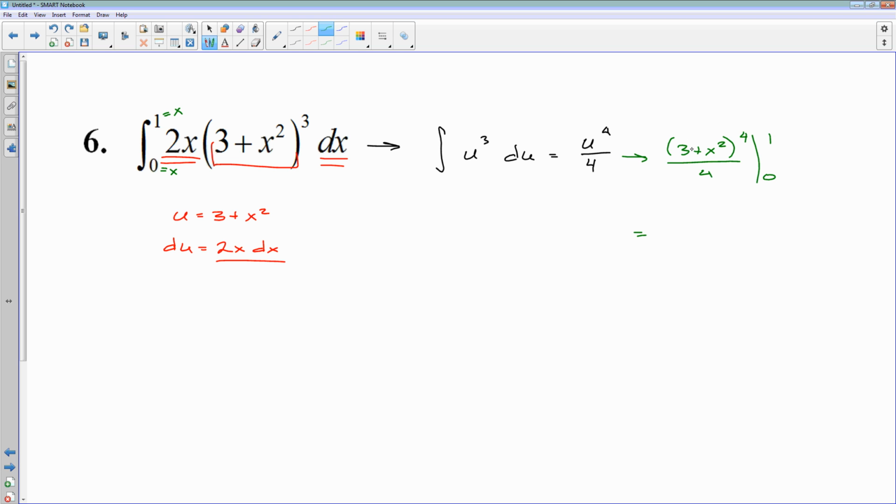You plug in the top one first, so 3 plus 1 squared, that'd be 4 to the 4th, all over 4. That's a lot of 4s. How exciting is that? Minus, plug in 0, that'd be 3 to the 4th, all over 4. And we're done. So make sure that if you plug in your original limits of integration, you convert your problem back into terms of u. Notice I forgot my plus c, and that's because the constant is not needed for definite integrals. If you put the plus c in there, it would just subtract away on this step.